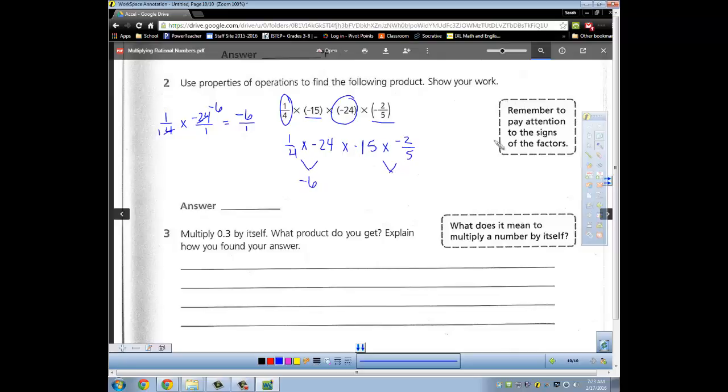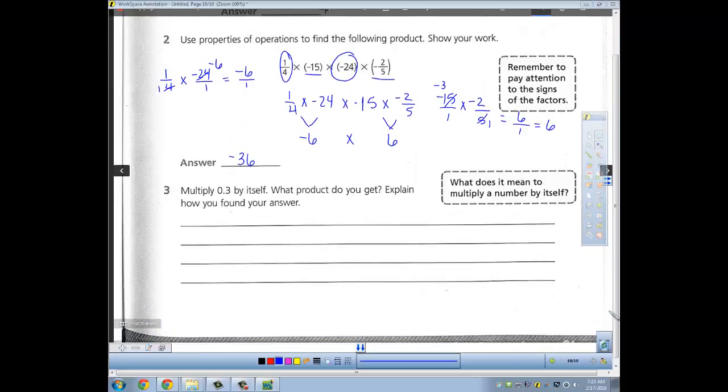Next I'm going to do -15 over 1 times -2/5. Again, cross reduce. So divide both of these by 5 to get 1 and -3. -3 times -2 is 6. 1 times 1 is 1. 6 over 1 is 6. Then I'm going to bring down this multiplication symbol. So now I'm just doing -6 times 6, which is -36.